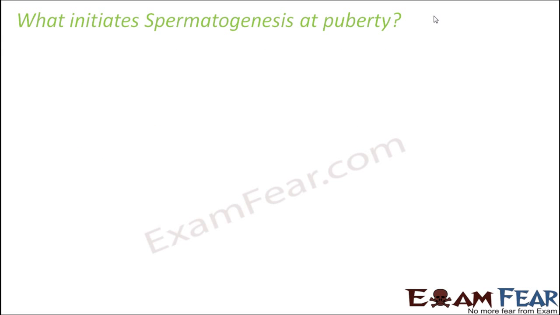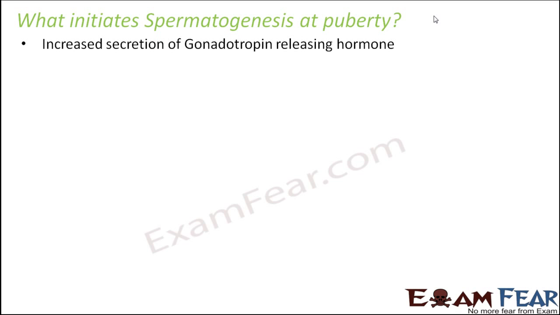So now the question is, I told you that this process of spermatogenesis starts at puberty. Now what special happens at puberty that spermatogenesis starts? When it was not there since birth, how come suddenly some changes happened at puberty that this process got initiated? So let us see what special happens here.